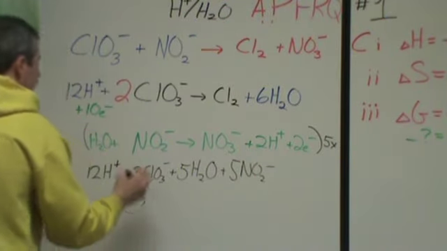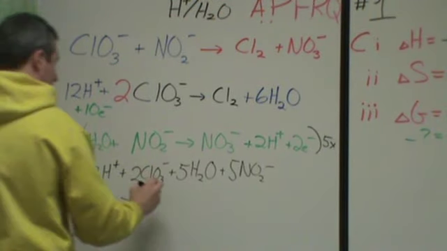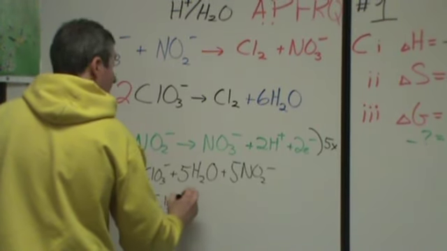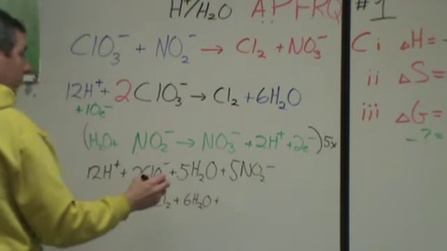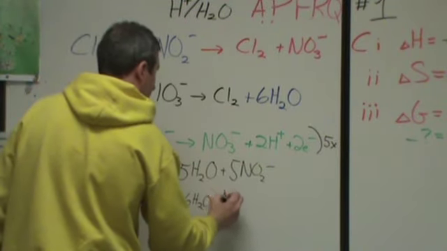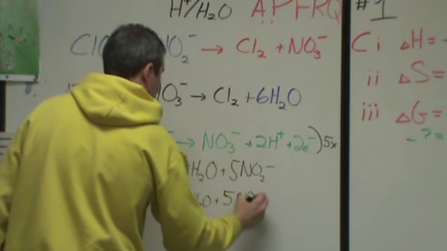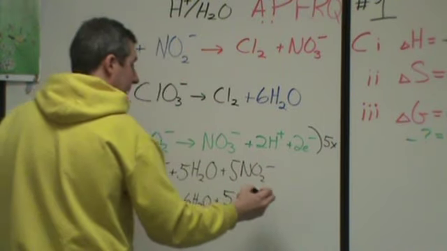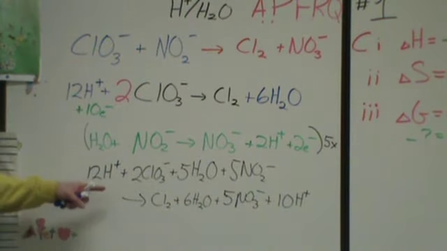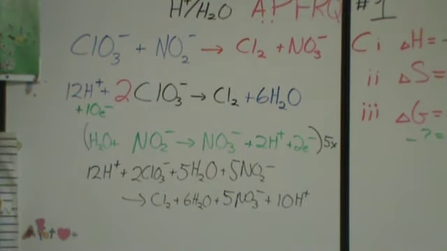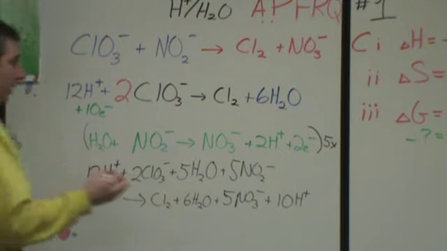Then, all of those are going to combine, and I'm going to make chlorine gas, 6 waters. I'm going to make 5 nitrates. I'm going to make 10 H pluses. Now, even after all that work, even though I have a balanced reaction here, you'll notice that I still have a little bit more stuff to do. Namely, I have to start canceling things out.